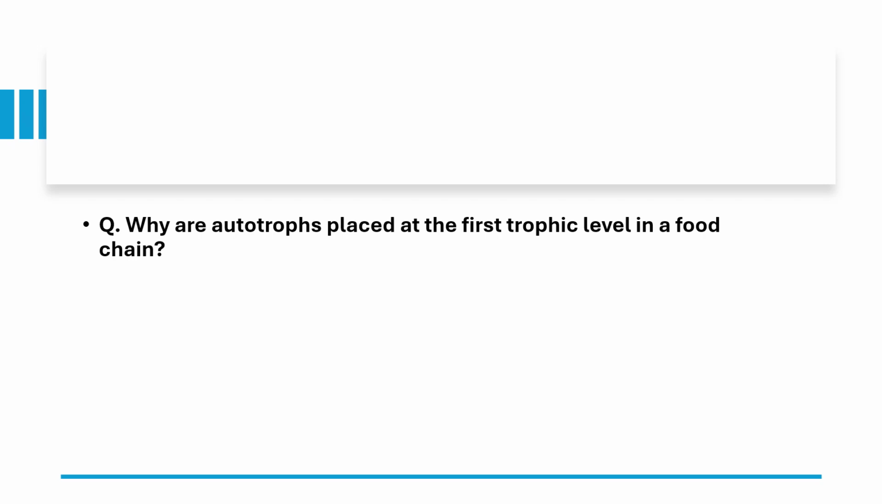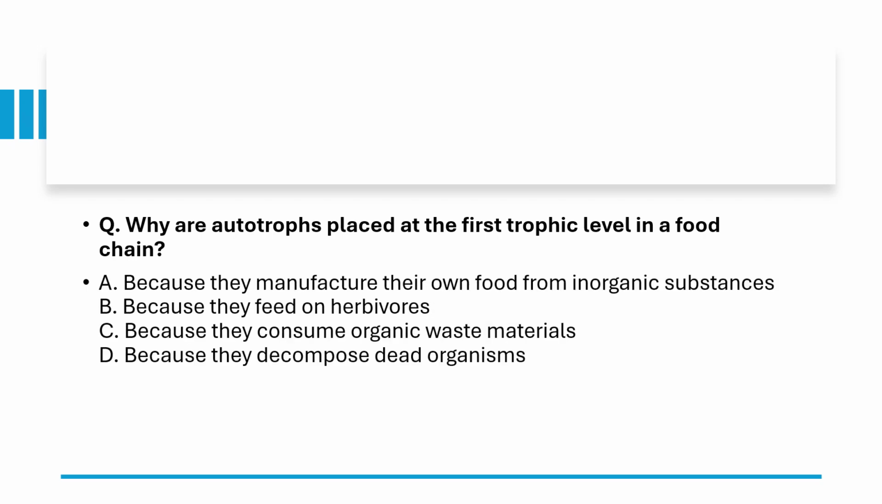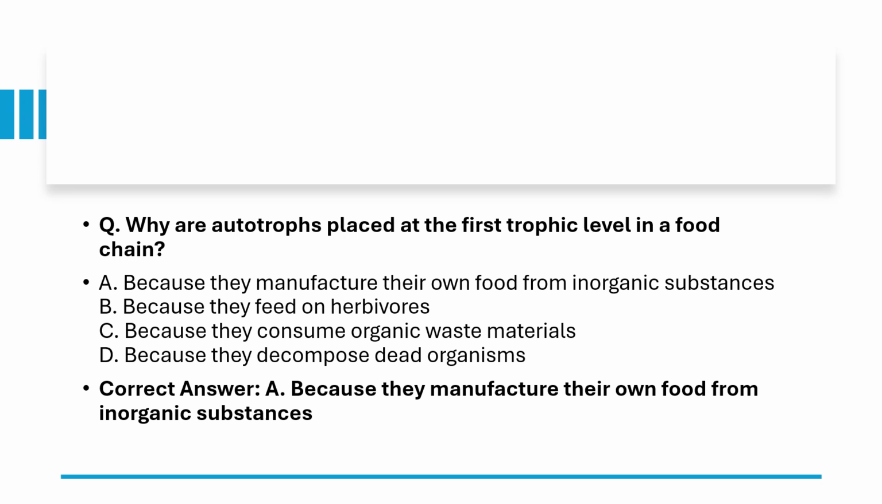Why are autotrophs placed at the first trophic level in a food chain? Here are the options, and the correct answer is option A, because they manufacture their own food from inorganic substances.